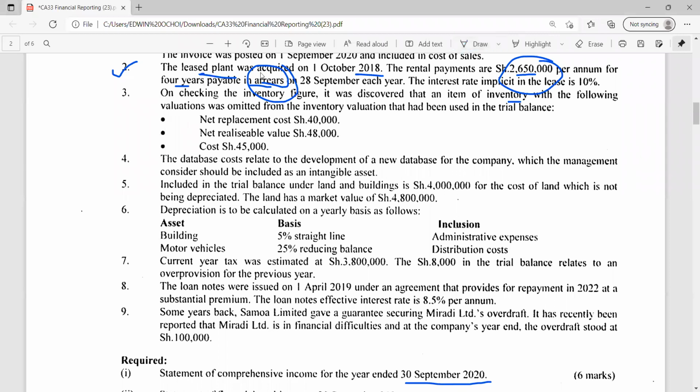So in this scenario, the leased plant was acquired on 1st October. The rental payment is 2.6 for 4 years. The interest rate implicit in the lease is 10%.